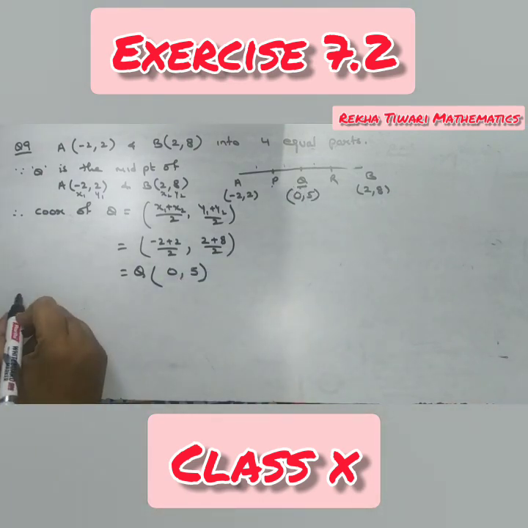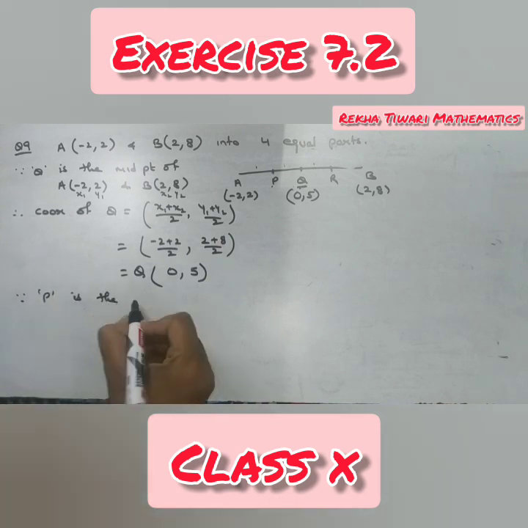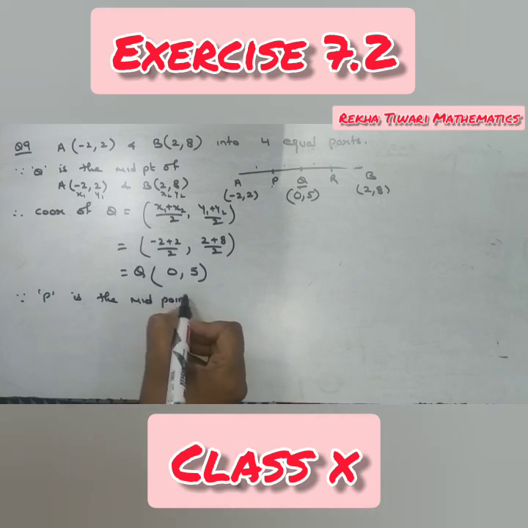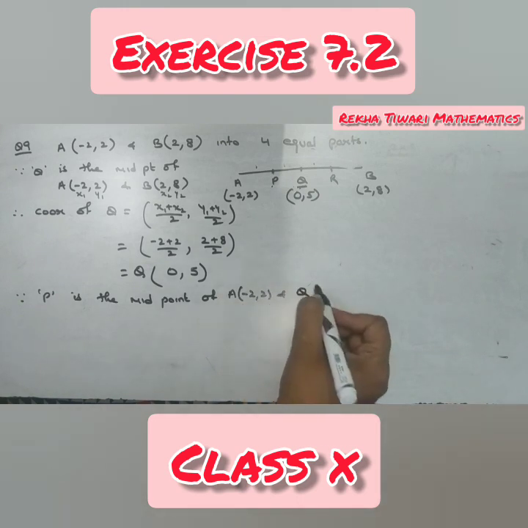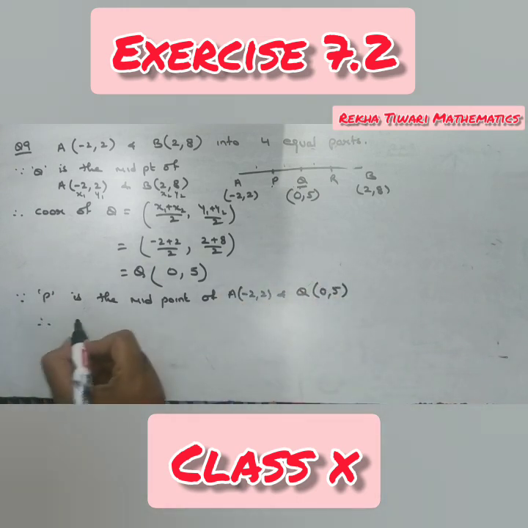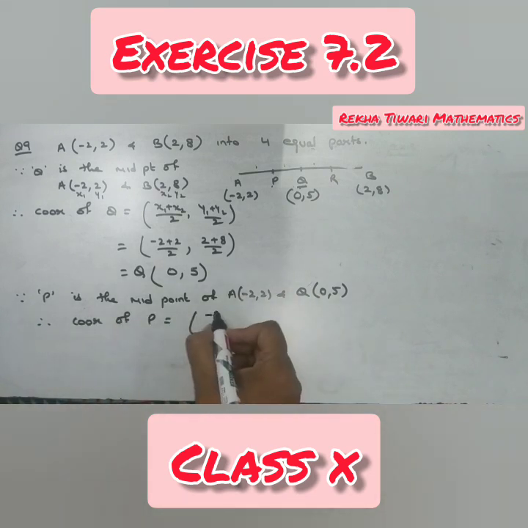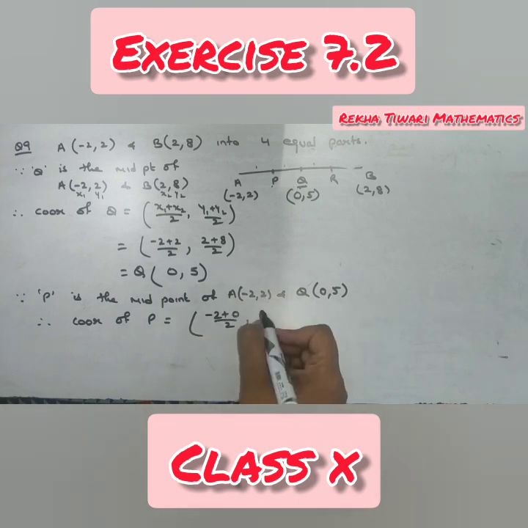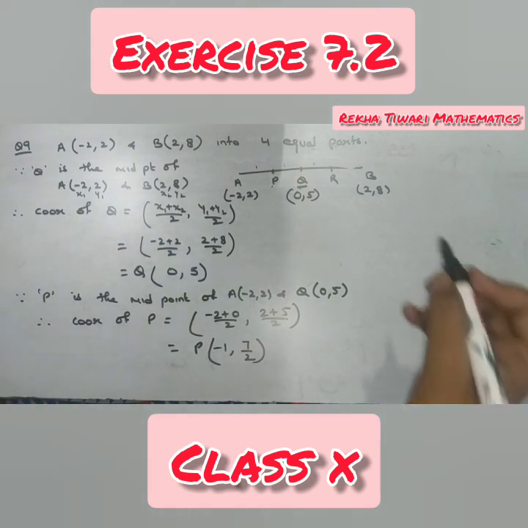Now find out P. Again, since P is the midpoint of A (-2, 2) and Q (0, 5), therefore coordinates of P is x1 plus x2 by 2, y1 plus y2 by 2. This is (-1, 7 by 2). This is the coordinate of P. And similarly, you can find out coordinates of R.